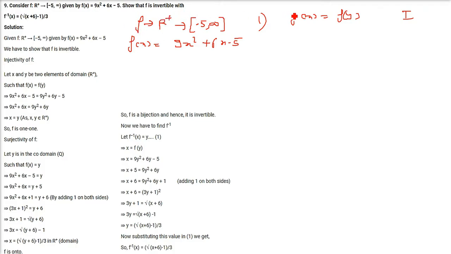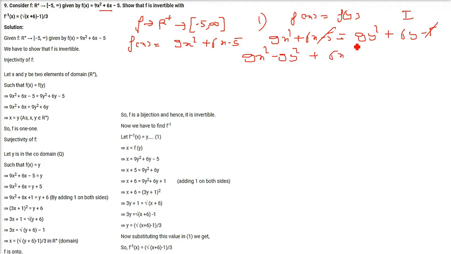So let us take this 9x² + 6x - 5. This is f(x). And what is f(y)? 9y² + 6y - 5. Cancel 5 from both sides. Now you can take this 9y² on one side with the 9x², and 6x with 6y. So 9x² - 9y² = -6x + 6y, or you can add here also, + 6x - 6y. So take everything on the left hand side. Now take 9 outside, (x² - y²) will be inside, + 6(x - y) = 0.